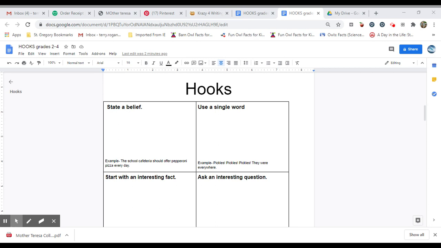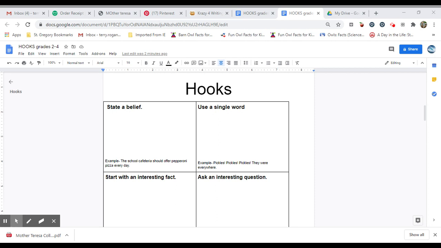So, for instance, think about the story of Goldilocks and the three bears. Goldilocks went into the three bears' house and she ate the food in the kitchen, she broke the chairs in the living room, she slept in all the beds. So think about that story.